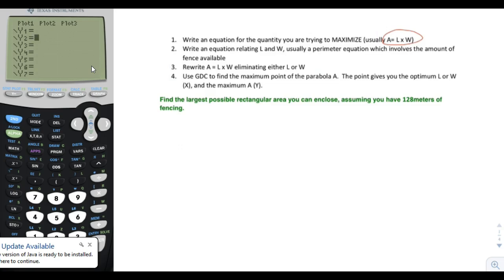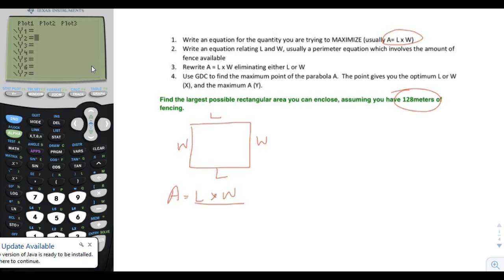Okay, so this is like the most basic kind. You got 128 meters of fence, and you're going to try to make the largest possible rectangular area you can make. Okay, so let's draw a picture first. That helps. So you got 128 meters, okay, and you have a length and you have a width, and let's just label them all. Makes it easier, okay? So first we're going to say, what is our equation that we're trying to optimize? And that is the area equals length times width. Surprise, surprise.